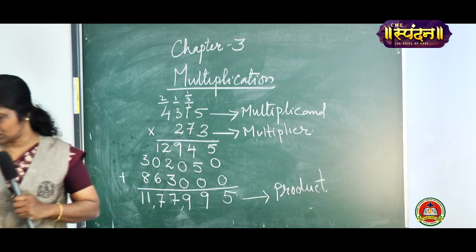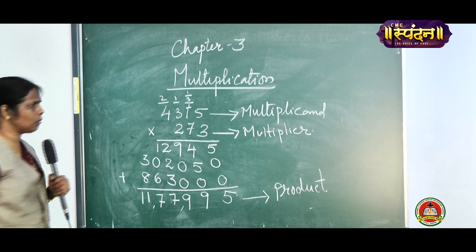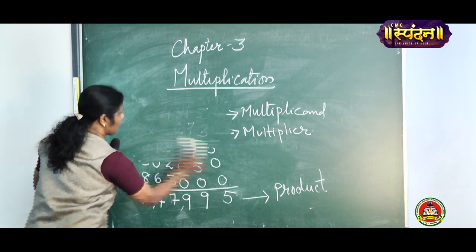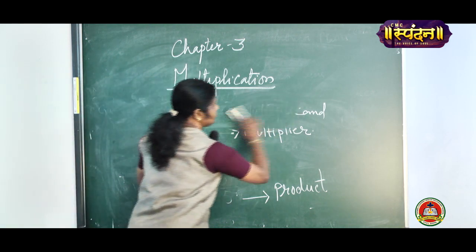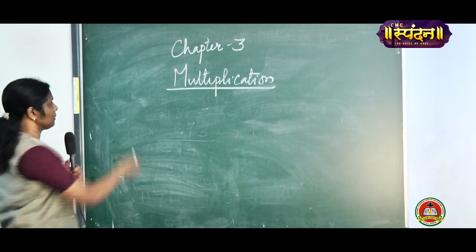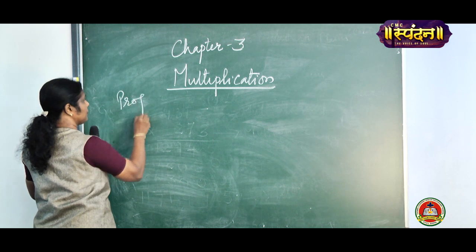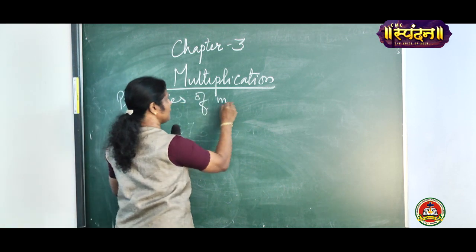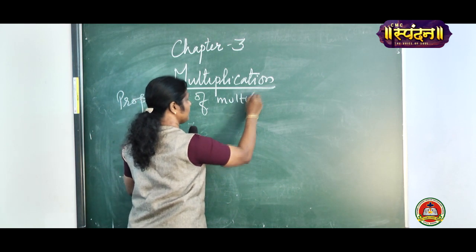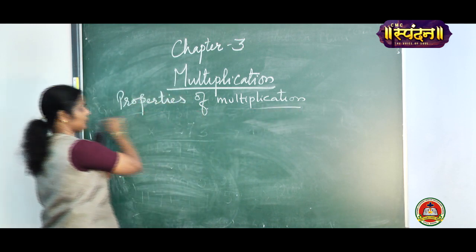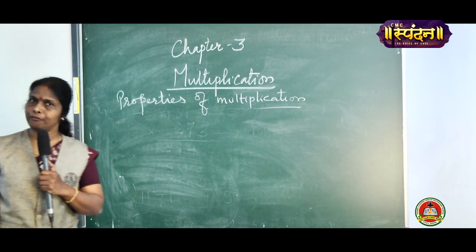So this was all about how we multiply 2 numbers. Now let's see some properties of multiplication.